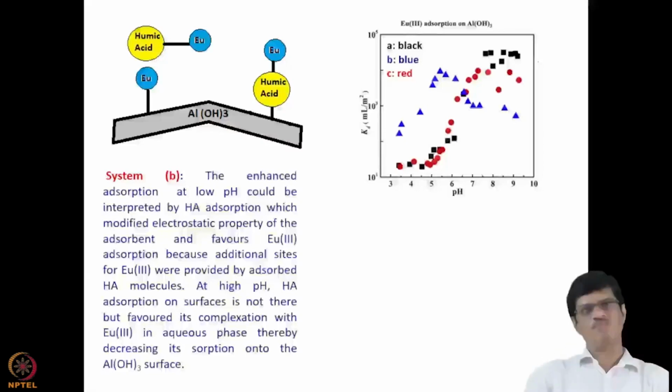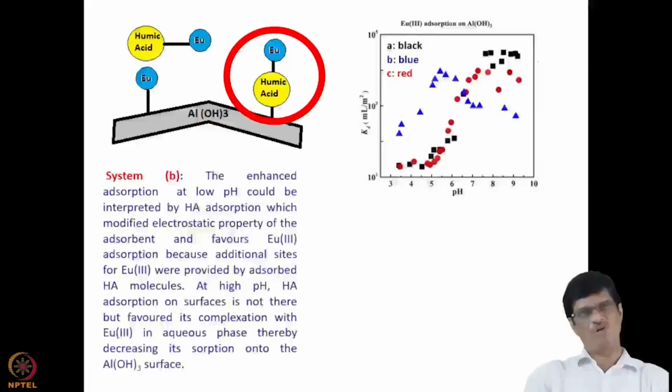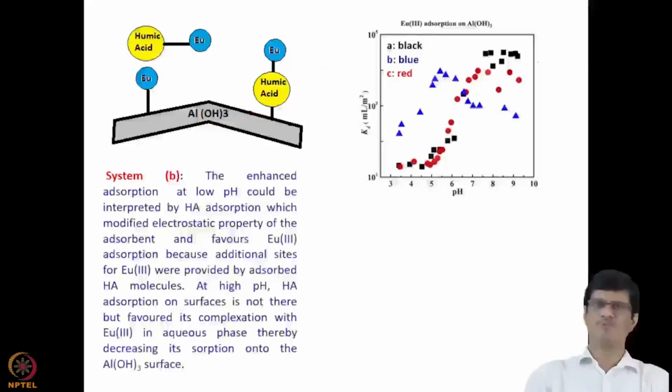So in the last 2 cases, that is the europium 3 binding to aluminum hydroxide, or the europium 3 humic acid complex binding to the aluminum hydroxide. In this case, europium 3 is getting immobilized on the alumina surface. On the other hand, the europium 3 humic acid complex is actually mobile. It is present in the solution phase and it is mobile.